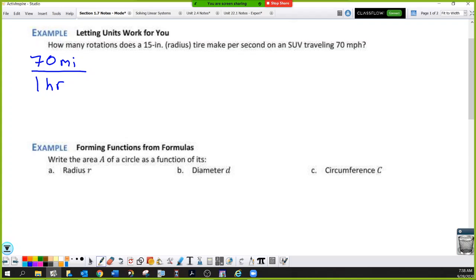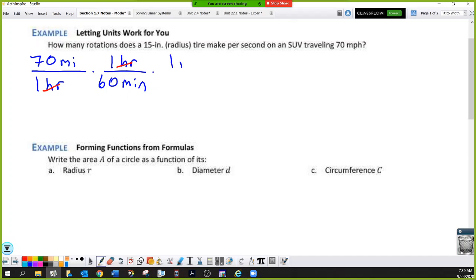We do that by saying how many minutes are there in an hour. There are 60 minutes in 1 hour. And because we have hours on the top and bottom, this allows us to cancel hours. We now have miles per minute. And you pull off the same trick to get it down into seconds, and then we'll have miles per second.